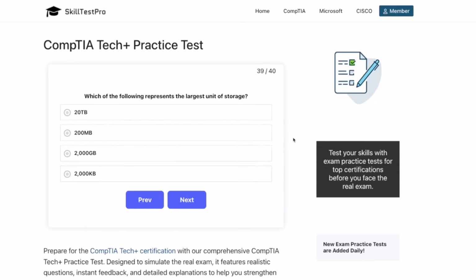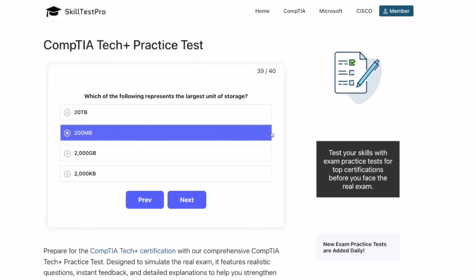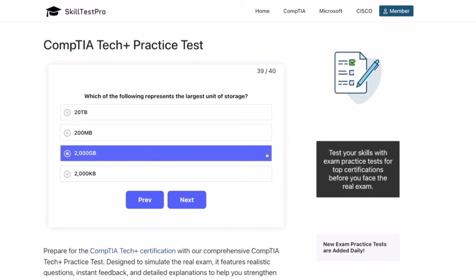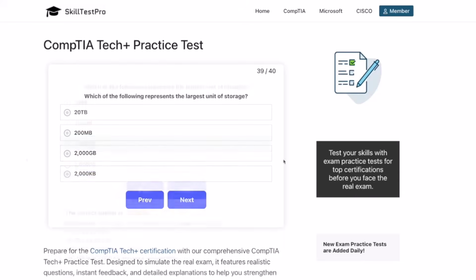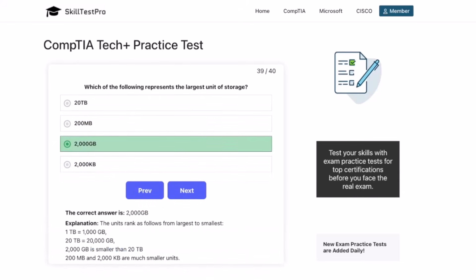All right, just a couple more. Which of the following represents the largest unit of storage? 20 terabytes, 200 megabytes, 2,000 gigabytes, or 2,000 kilobytes? So the correct answer to all of this is actually going to be, even though it says it's 2,000 gigabytes, the correct answer is actually 20 terabytes.